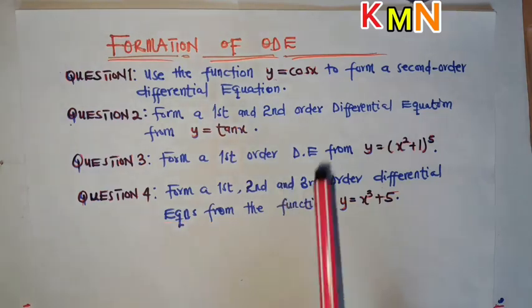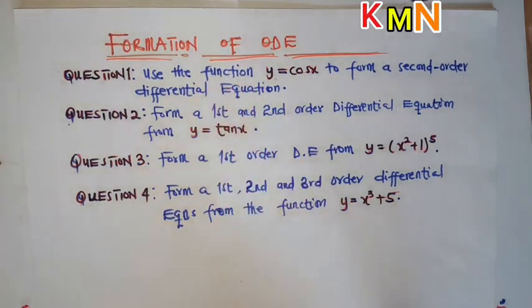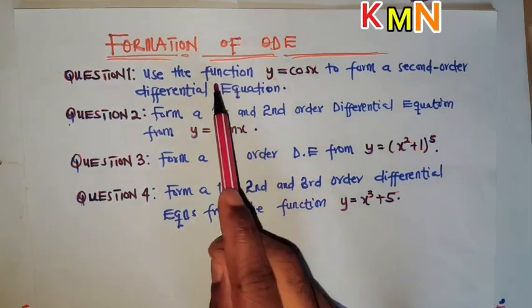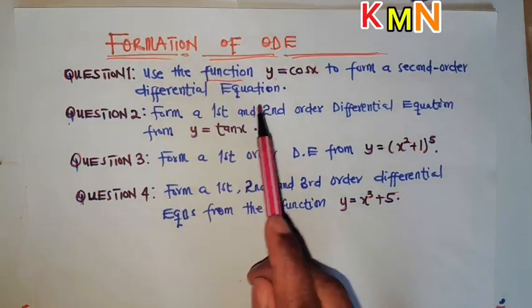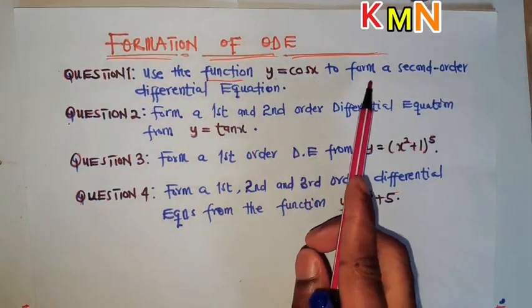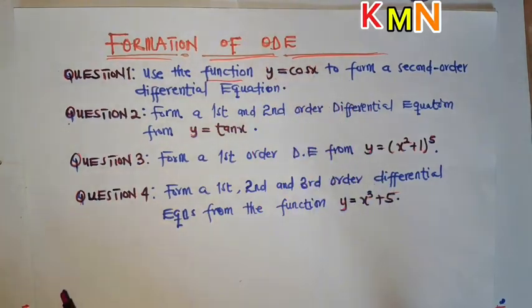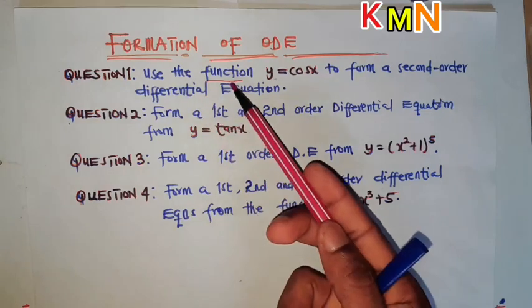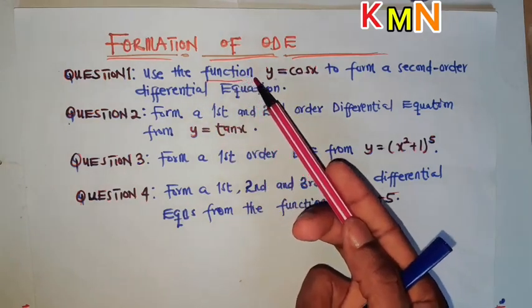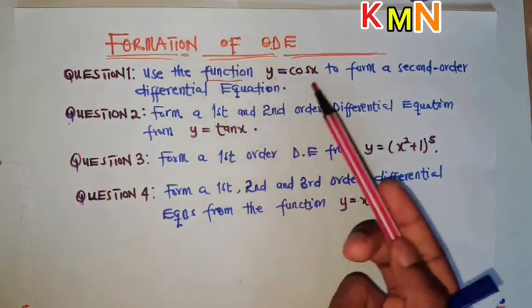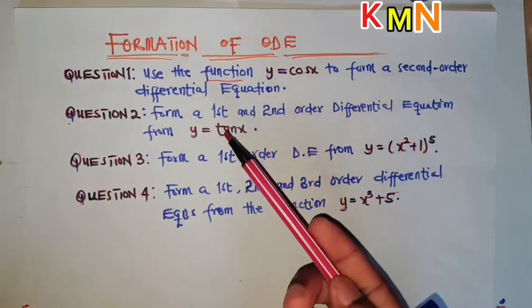So here, a function will be given to us. Then we will be asked to form a particular order of a differential equation from that function. So our first example says use the function y equals cos x to form a second order differential equation.